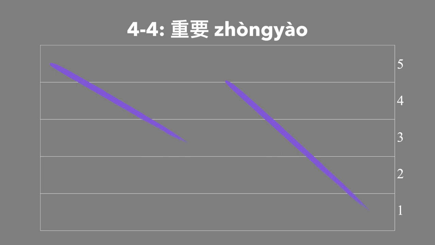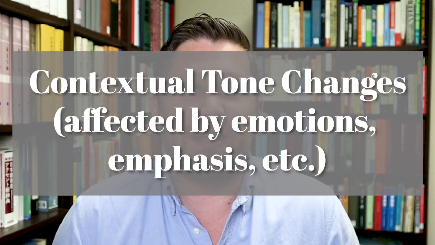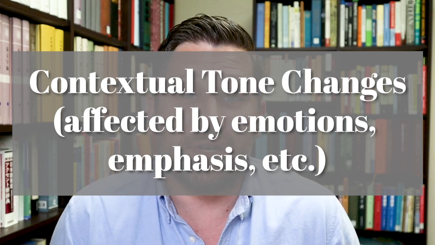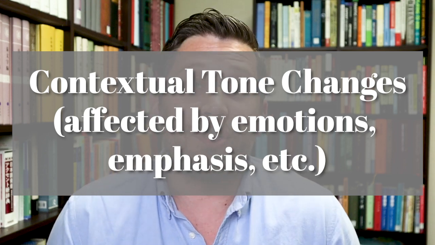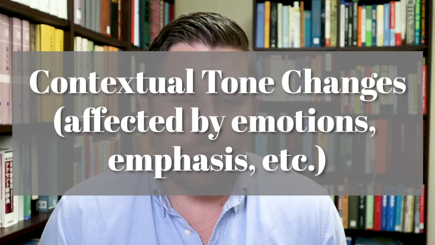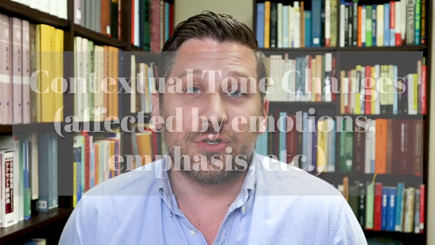Okay, so that does it for the big changes and the small changes. The third category I wanted to talk about, like I said, is changes caused by things like sentence level intonation, stress, that is, which words are being stressed by the speaker, emotion, etc. Now, emotion is a big one. Obviously, when you're angry, you're going to talk differently from when you're just being normal. And it affects tones just like it affects anything else.